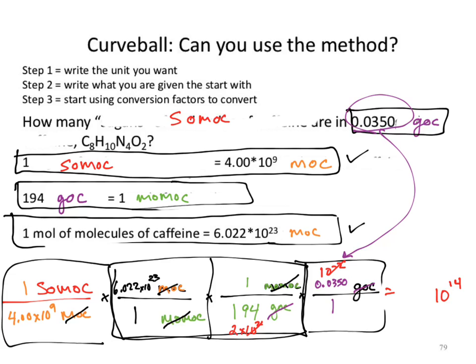8, 3, order 10 to the minus 15, 10 to the, or 10 to the 15, 10 to the 13, something like that. What'd you guys get?